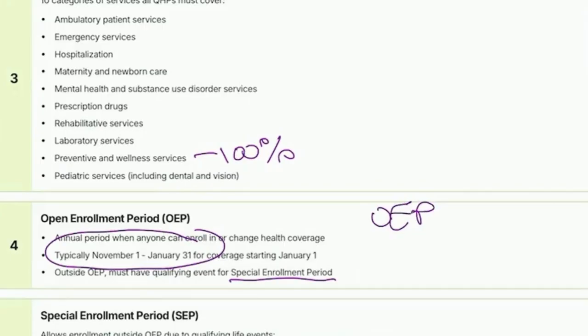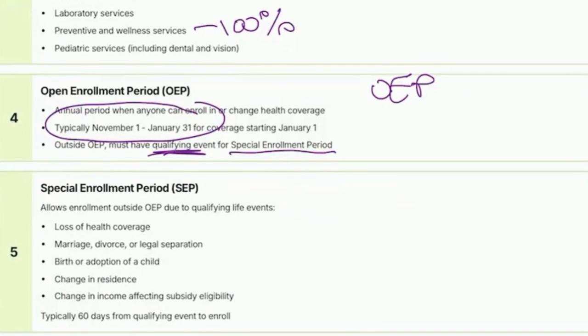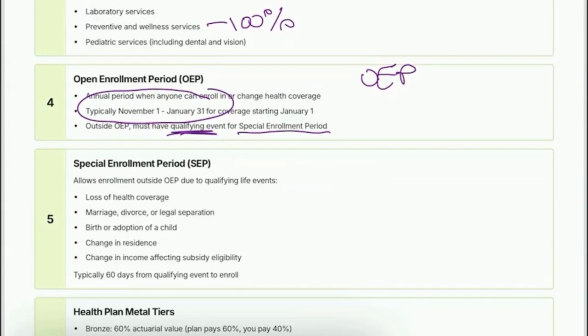So know this, November 1st through January 31st is the open enrollment period, and to apply and qualify and get approved outside of that, you would have to have a qualifying event, and it would be called the special enrollment period. So the special enrollment period allows enrollment outside OEP due to qualifying life events: loss of health coverage, marriage, divorce, or legal separation, birth or adoption of a child, change in residence, change in income affecting subsidy eligibility. Typically 60 days from qualifying event to enroll.